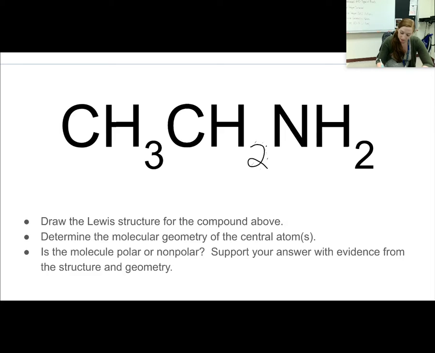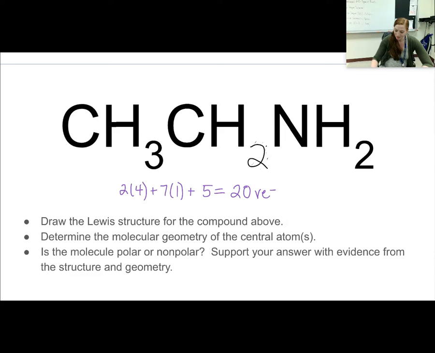Now let's figure out the total number of valence electrons. I'm going to combine these all up. I've got a total of 2 carbons, and they each have 4 valence electrons. I've got 7 hydrogens, each with 1 valence electron apiece. And then I've got 1 nitrogen with 5 valence electrons. So that's going to be 20 electrons altogether.